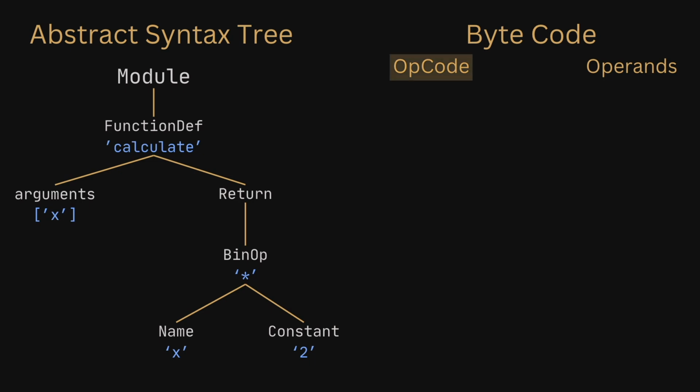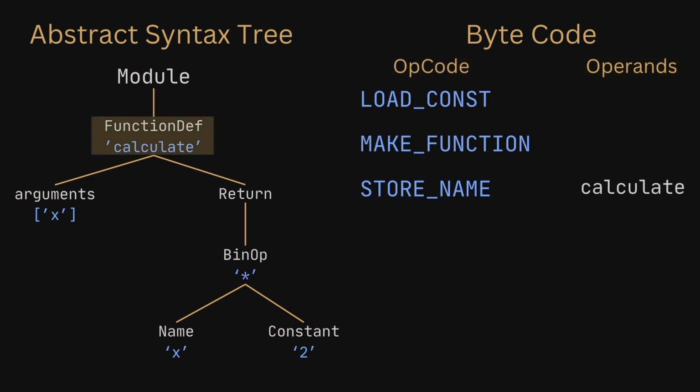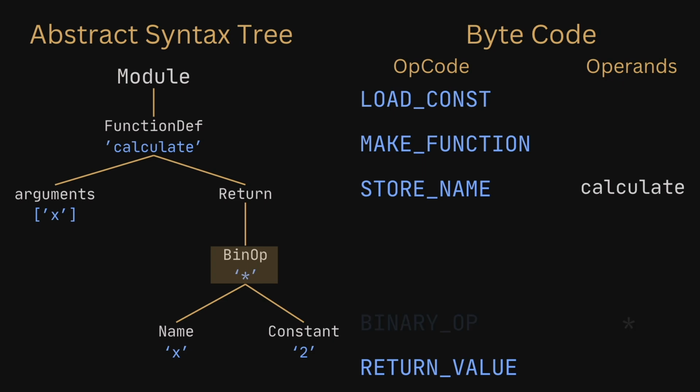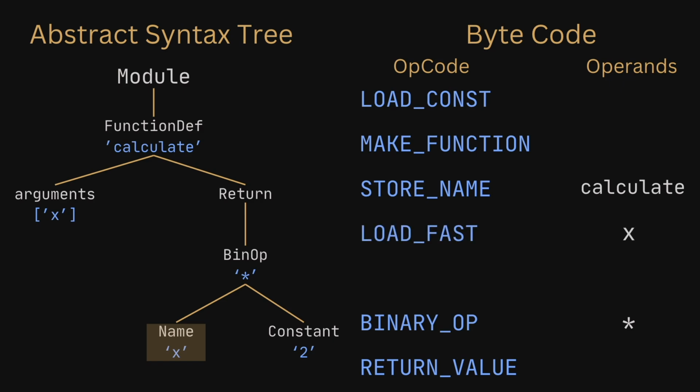CPython then traverses the AST, evaluates each node, and generates instructions known as bytecode, which consists of opcodes and their operands. Each type of AST node maps to one or more bytecode instructions. Some nodes generate simple instructions, while others, like function definitions, generate multiple instructions to handle their complexity. For example, function definitions require instructions to create the function object and store it for later use. Mathematical operations typically generate instructions to load values and perform the operation.